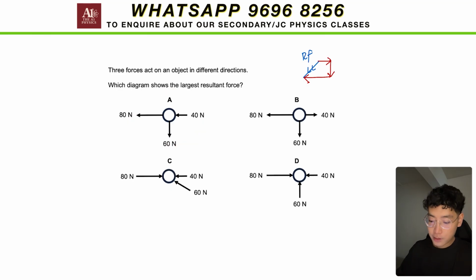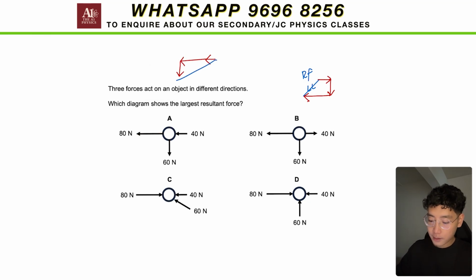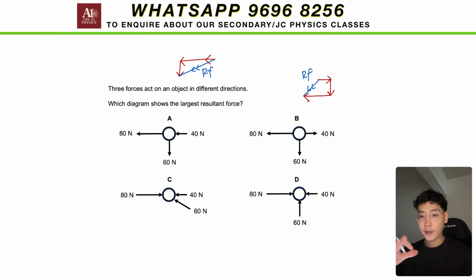Let's find the resultant force of A. So for A, we have this force, we have this force, and we have this force. To find the resultant of A, I'm going to connect all the forces like a snake, then I draw a line from the start to the end. This is my resultant force of A, right? And I'm going to do this for the rest of the options just to make sure that we are very clear on how to find the resultant force.